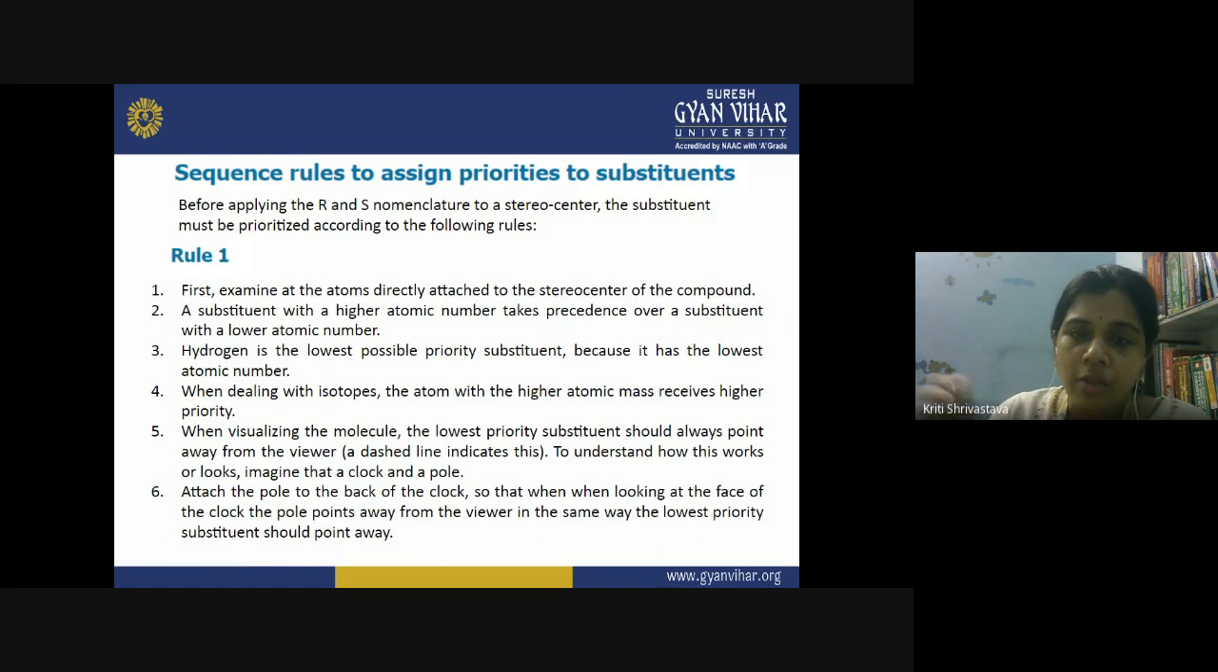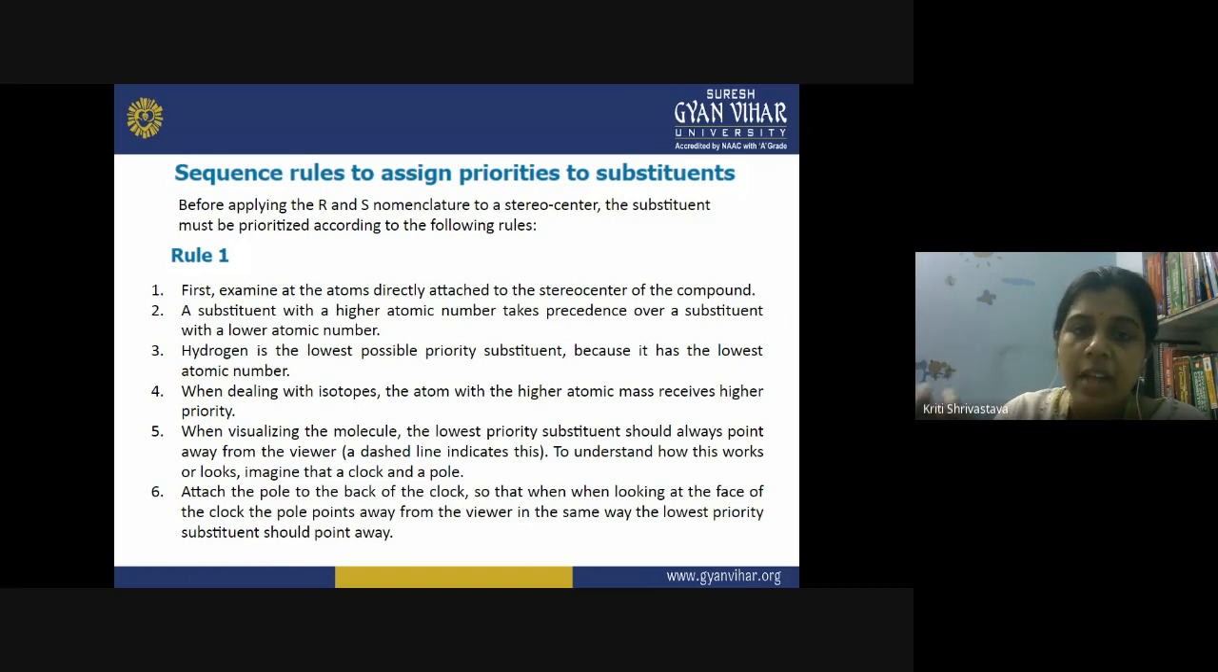So, if you consider this, hydrogen will be the lowest possible priority substituent. Whenever hydrogen is present on your stereo center as a substituent, it will get the lowest priority. So it will always be number 4, because it has the lowest atomic number.